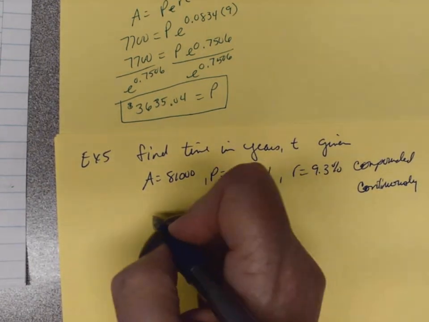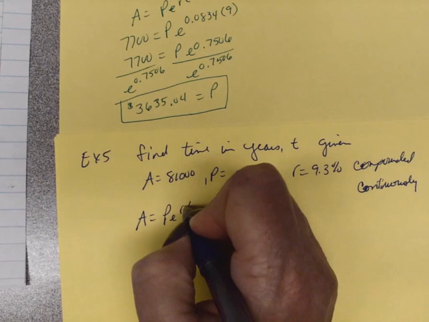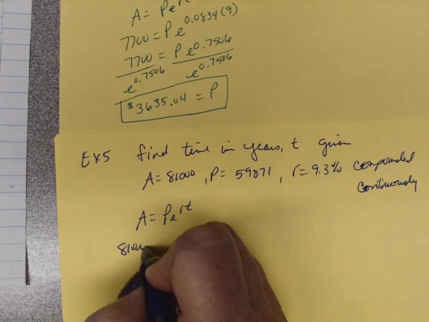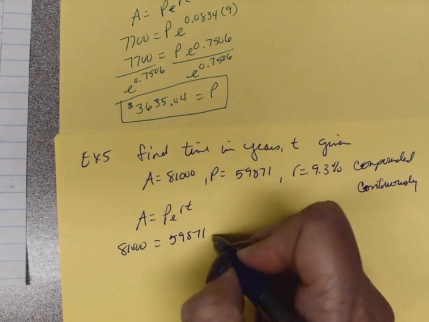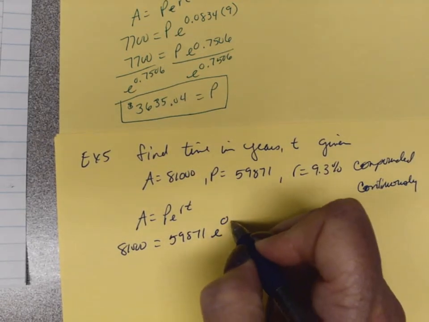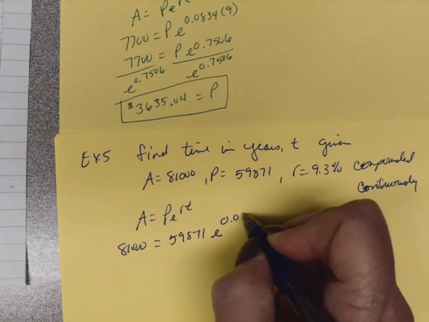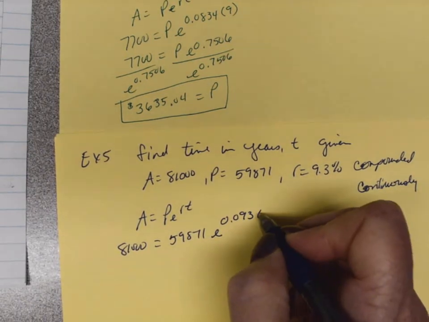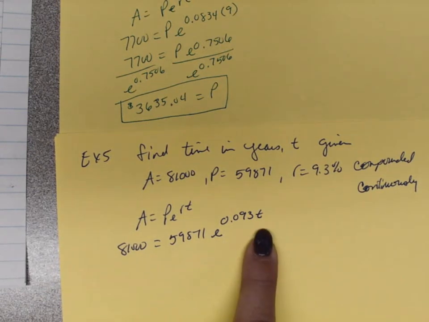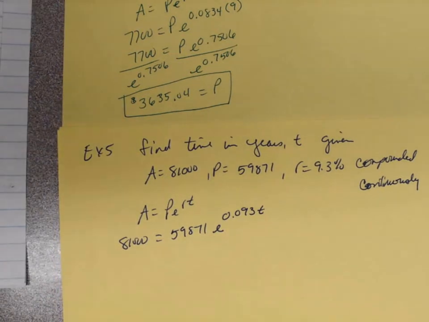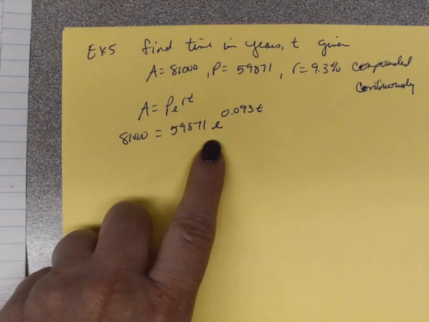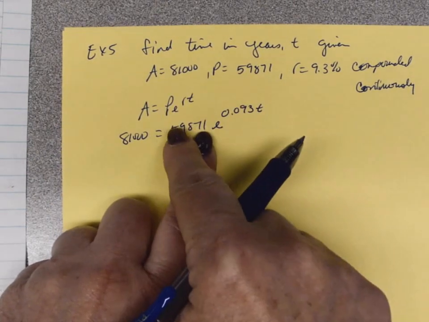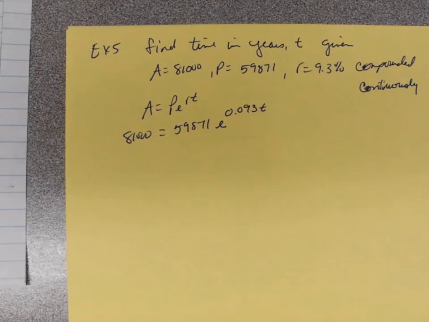All right, so again we have A equals Pe to the rt. So 81,000 is our A. Our P is 59,871. e to the decimal of 0.093 times t. t is what we're looking for. t is in our exponent. So we're going to need to, because we're using e, we're going to need to use the ln to use the power rule to bring that forward, and the ln and the e will undo each other.